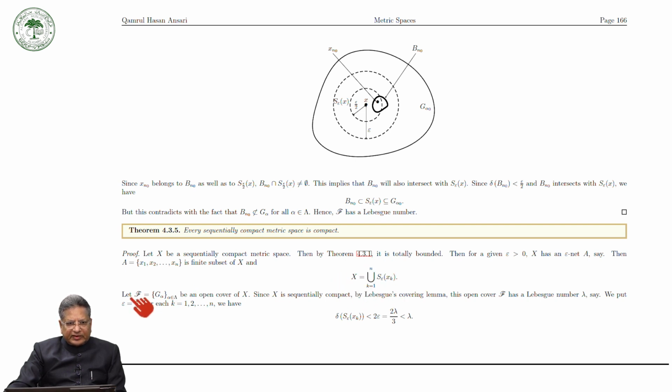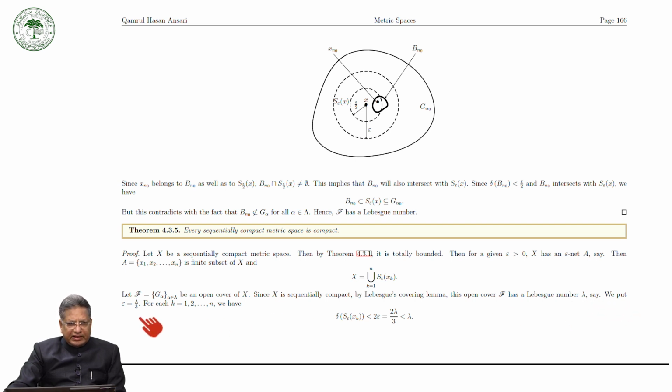Now we have to prove that X is compact. Compact means every open cover has a finite subcover. So for that let us consider an open cover. Let F = {G_alpha, alpha in Lambda} be an open cover of X. Then we will have to prove that this has a finite subcover. Now, since X is sequentially compact, by the Lebesgue covering lemma, this open cover has a Lebesgue number by the previous theorem, say lambda.